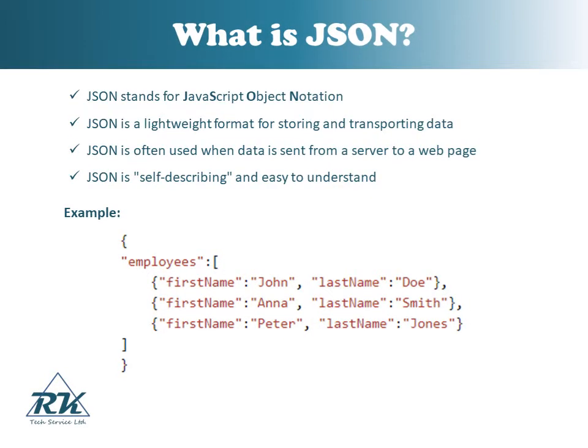What is JSON? JSON stands for JavaScript Object Notation. JSON is a lightweight format for storing and transporting data. JSON is often used when data is sent from a server to a web page. JSON is self-describing and easy to understand. Please find one example of JavaScript Object Notation.